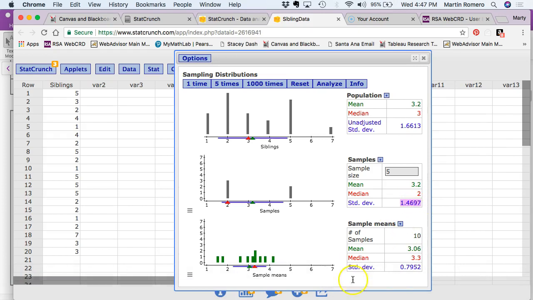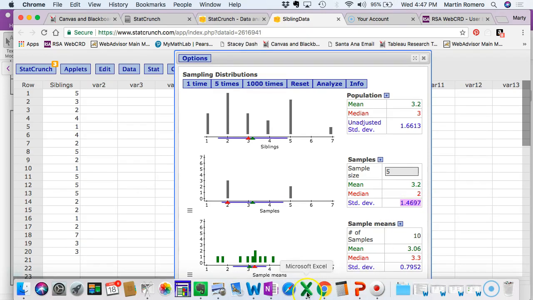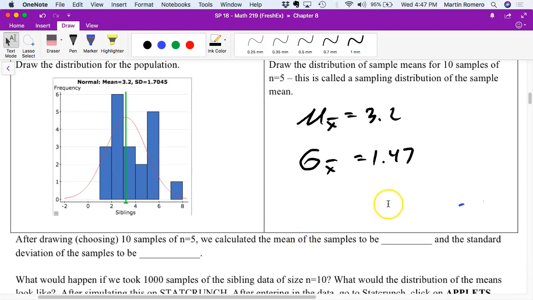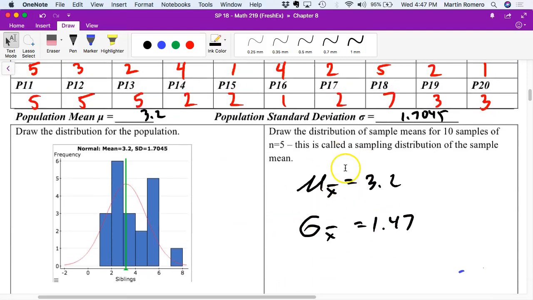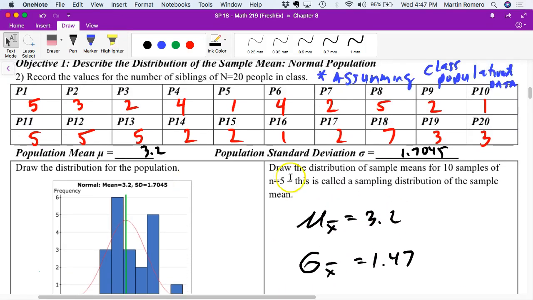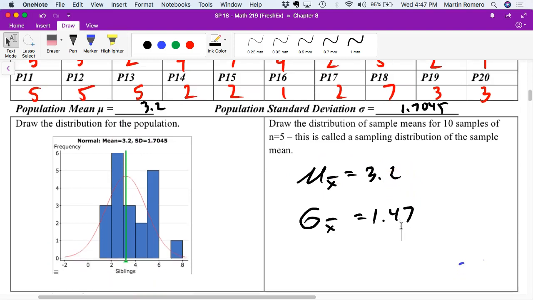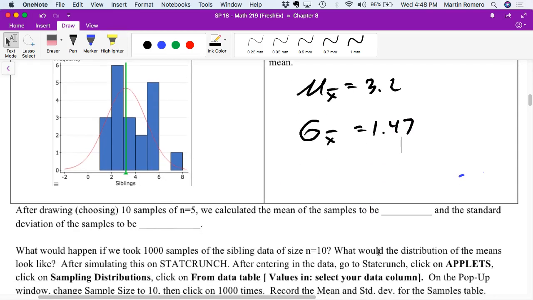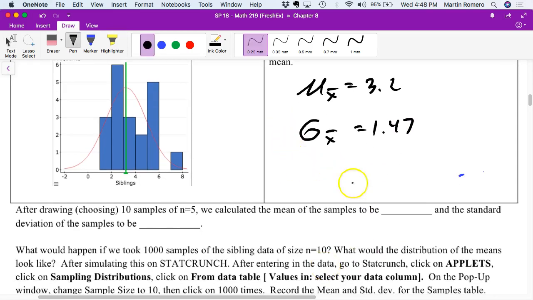You got it, okay? And so what's going on here is we just conducted samples of size equals 5 of the population, and notice the mean actually equals the population mean. So that's why we're allowed to use it as an estimate. The standard deviation is not as close, and so something's happening there. So in this case, we calculated the mean of the samples to be 3.2 and the standard deviation of the samples to be 1.47.